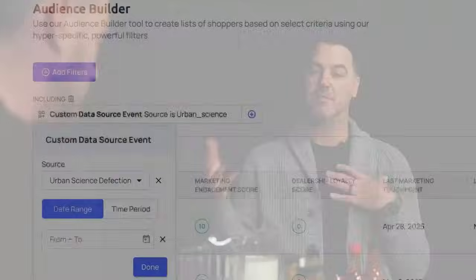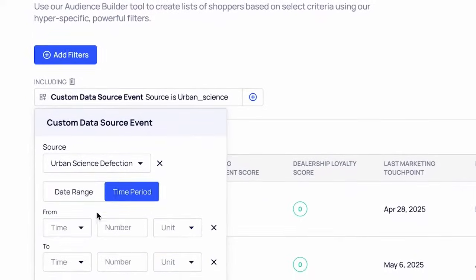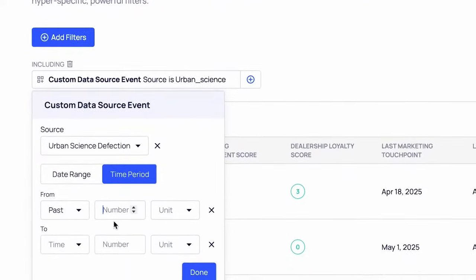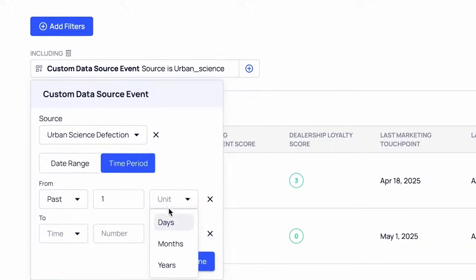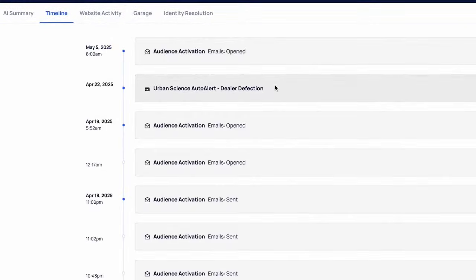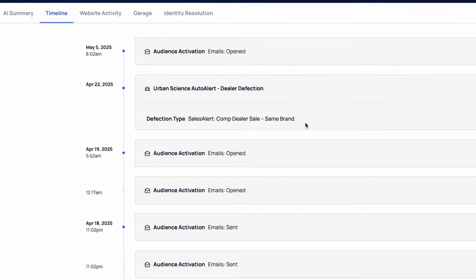One of the other really cool ones that we did with Urban Science is that we can actually tie into their sales alert and see if a consumer actually bought a car from someone else while we're marketing to them, which saves the dealership from chasing ghosts in the CRM, asking, hey, why isn't this person responding to me? It also does a lot on ad suppression as well, which saves you a lot of money.